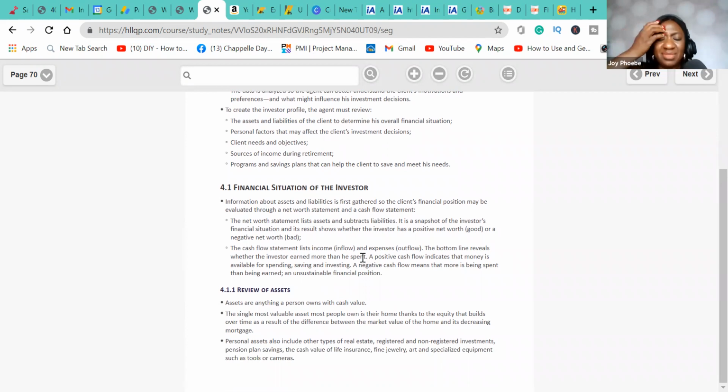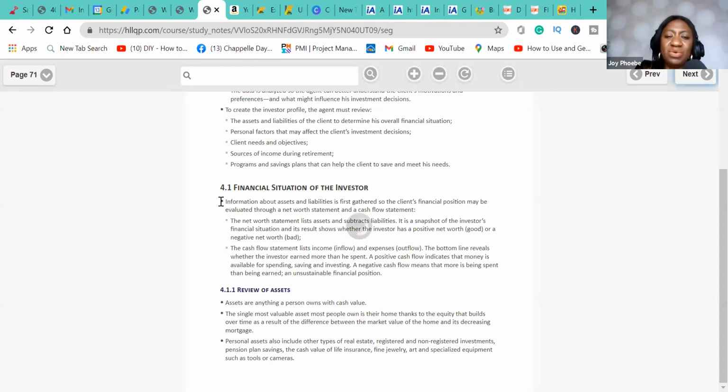You need to review their assets. Again, you're not going to sit down. It's just: what is your net worth? What are your assets? What are your liabilities? Do you have any other source of income? The single most valuable asset most people own is their home, and that's the equity in their house. Then ask if they have any other personal assets, jewelry, and that kind of thing.